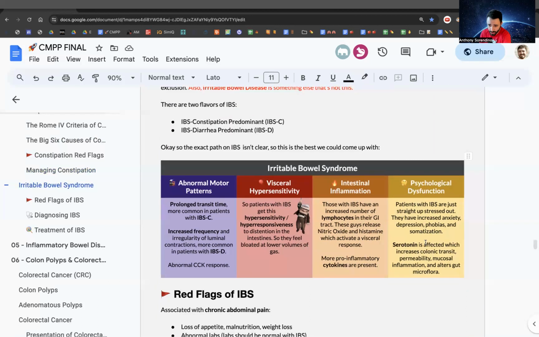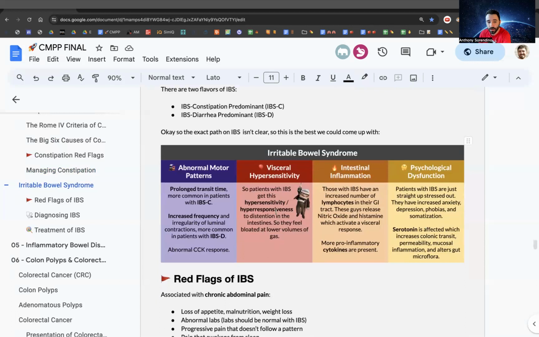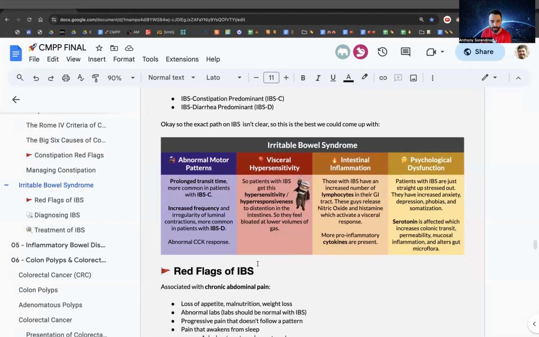Patients with IBS are just in general stressed out. They have increased anxiety, depression, phobias. Intestinal inflammation, we're going to see an increased number of lymphocytes. Visceral hypersensitivity, we're going to see hypersensitivity, hyperresponsiveness. This is like they feel bloated earlier than somebody normally would. That's what they mean by visceral hypersensitivity. And then prolonged transit time, which is more common in patients with IBS-C, slower moving, or increased frequency and irregularity of contractions, so fast transit time, which is going to be IBS-D. So that makes sense.